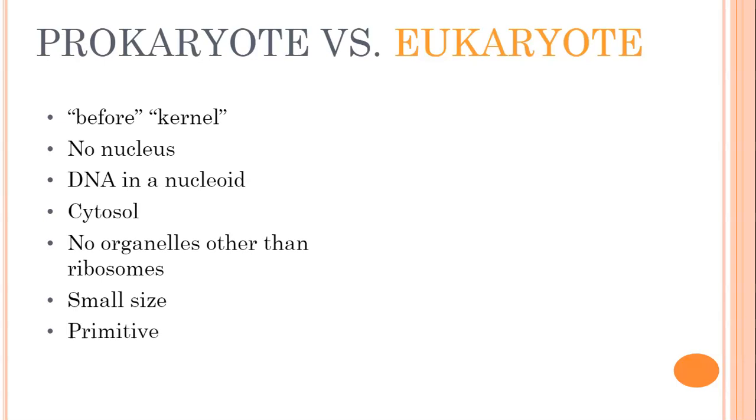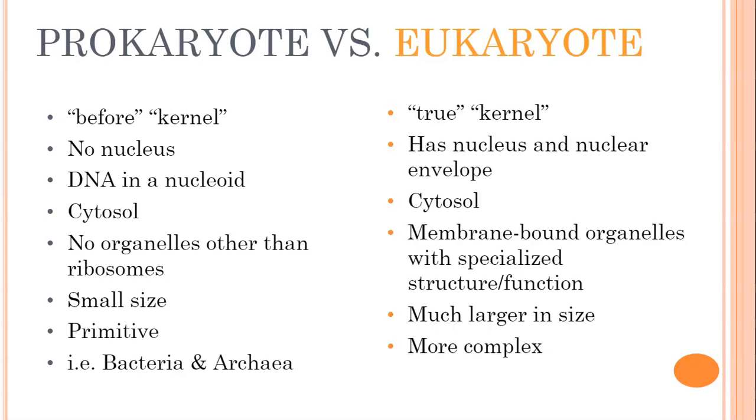In terms of specific features outside of just a nucleus, prokaryotes versus eukaryotes. Prokaryotes have DNA in a nucleoid, which is one circular piece of DNA that just floats around in the cytosol. They only have ribosomes. And if you think about it, all cells need ribosomes in order to take that DNA and turn it into a protein, because ribosomes are the site of protein synthesis. They are typically very small and are considered primitive.